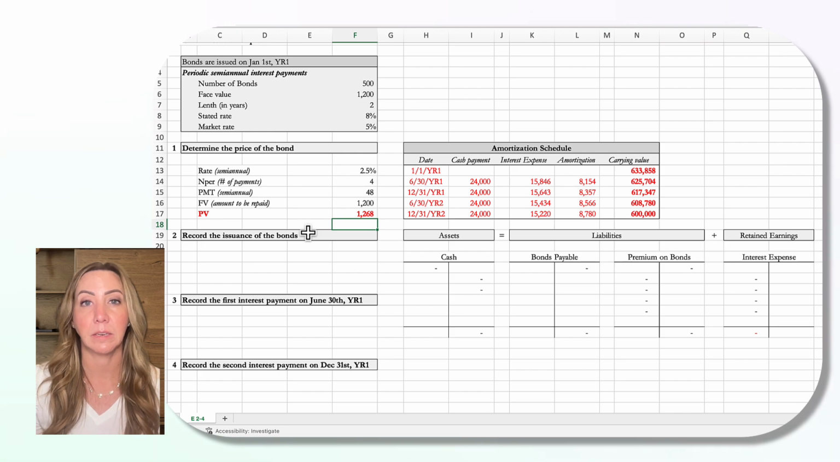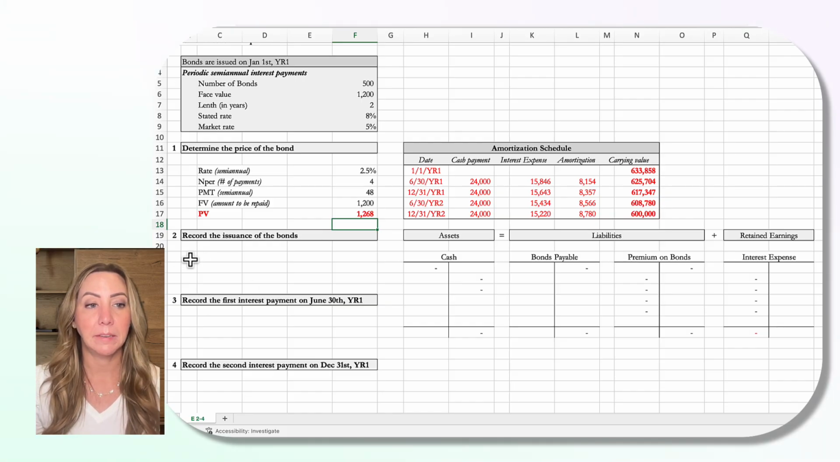So each of these bonds is going to sell for $1,268, even though the face value of the bond is $1,200. And that's because we're promising to pay 8% interest payments, even though the market rate is only 5%. So we're going to sell them for more to offset that 3% difference. We would only like to pay the market rate of interest.